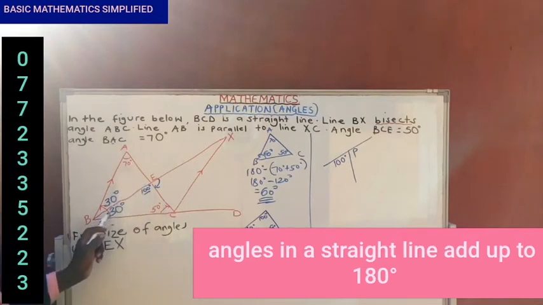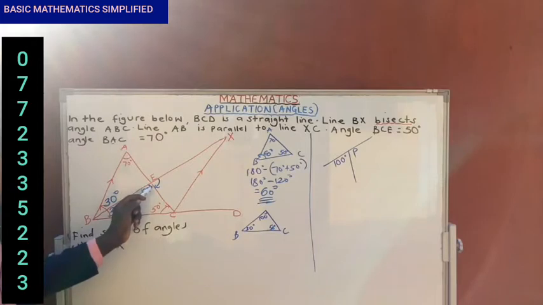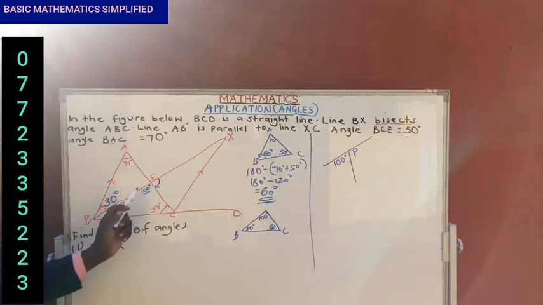Interior angles of a triangle add up to 180 degrees. This is 30 plus 50, which is 80. 180 minus 80 is 100. Now this is the part 1. Now the angle we have got here is CEB, which is 100 degrees.